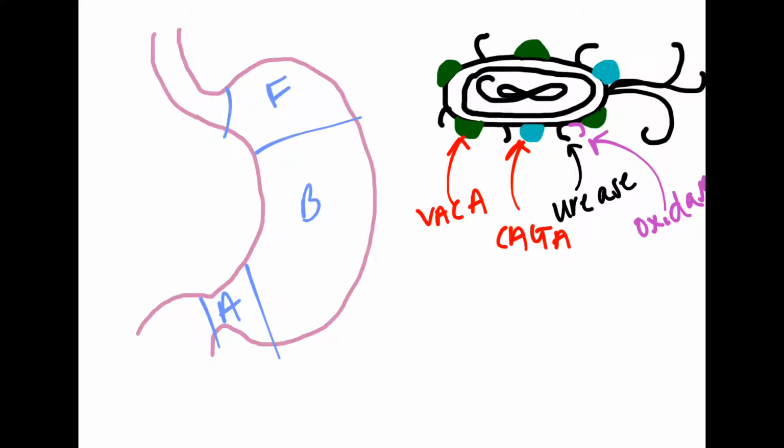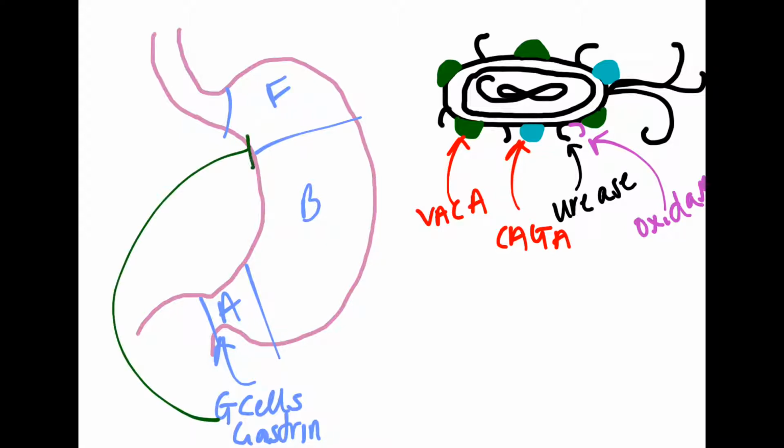So in the fundus and body, we have a high concentration of parietal cells. And we know that the parietal cells are what produce HCl or hydrochloric acid, whereas in the antrum, we have G cells. G cells are responsible for producing gastrin. And gastrin itself stimulates the parietal cells in the fundus and body. And I remember I said the parietal cells were responsible for producing HCl or hydrochloric acid.